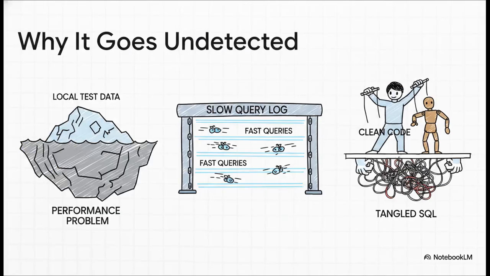So why does this keep slipping past us? Well, first, your local dev database with just 10 records is way too fast to show the problem. It's completely invisible. Second, like we said, each query is lightning fast, so it's not going to trigger any slow query alarms. And third, the whole point of an ORM is to hide the raw SQL from you, which means the problem is invisible unless you're actively looking for it.